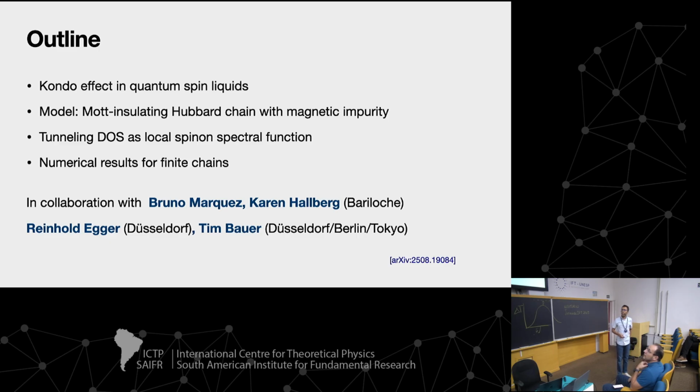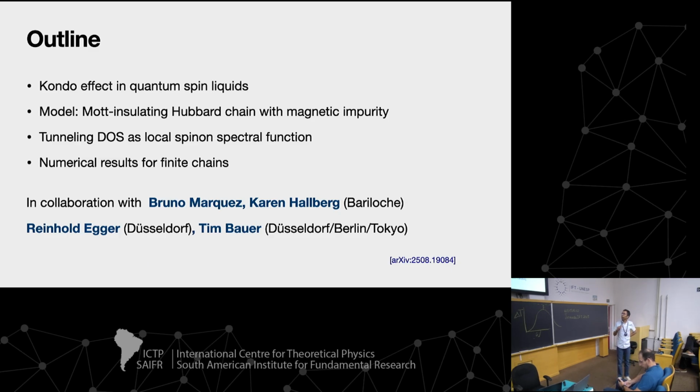I'm going to start setting up the stage by discussing the effects of magnetic impurities and what I mean by this spinon-Kondo effect. And the model we actually studied is in one dimension. So I'm going to study a Mott insulating Hubbard chain with a magnetic impurity. And we're going to look for signatures of the spinons in the electron density of states.